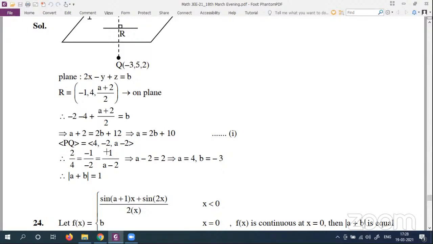And the coordinates of the points, the distance between P and Q is what we can find. So we get one more equation in terms of A and B. So solving these two equations simultaneously, you can get the values of A and B, for which we get mod of A plus B will become 1.